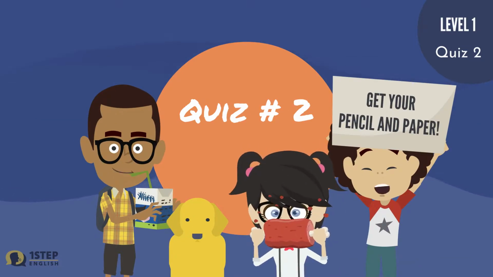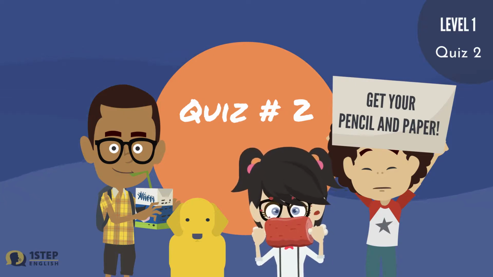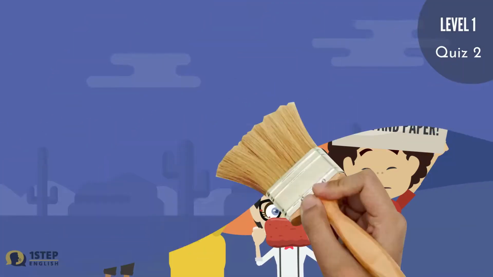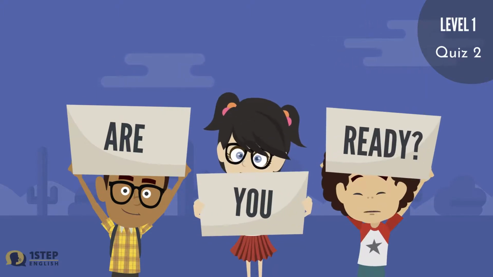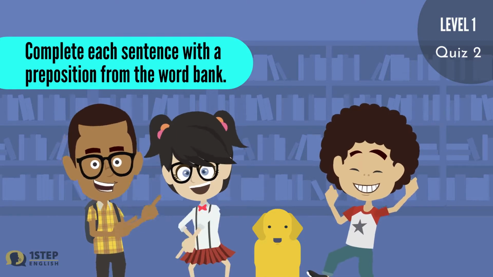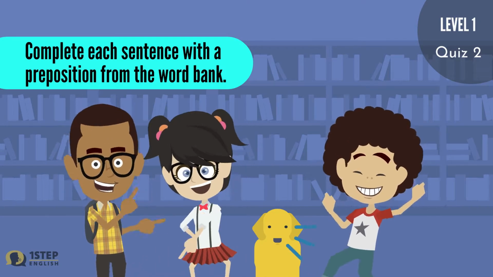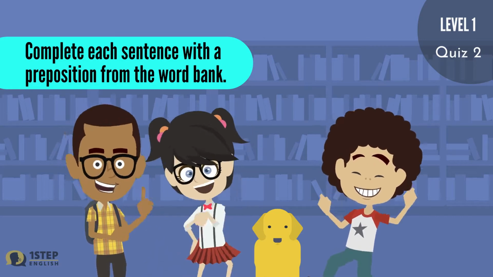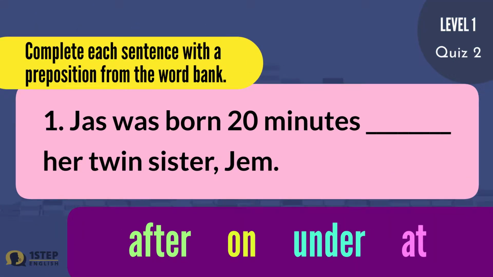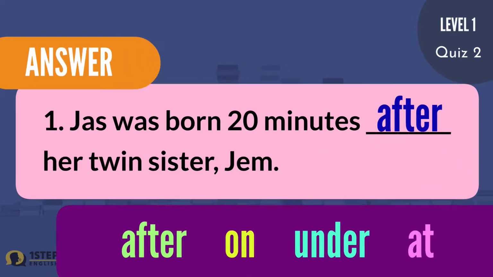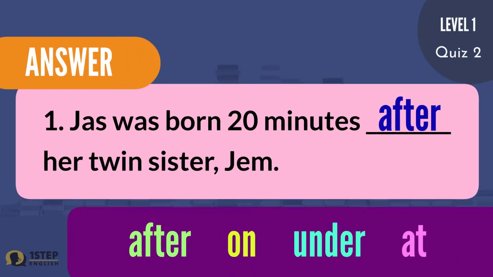Quiz number 2. Ready your pencil and paper. Are you ready? Complete each sentence with a preposition from the word bank. Number 1. Jess was born 20 minutes blank her twin sister, Jem. The correct answer is after. Jess was born 20 minutes after her twin sister, Jem.